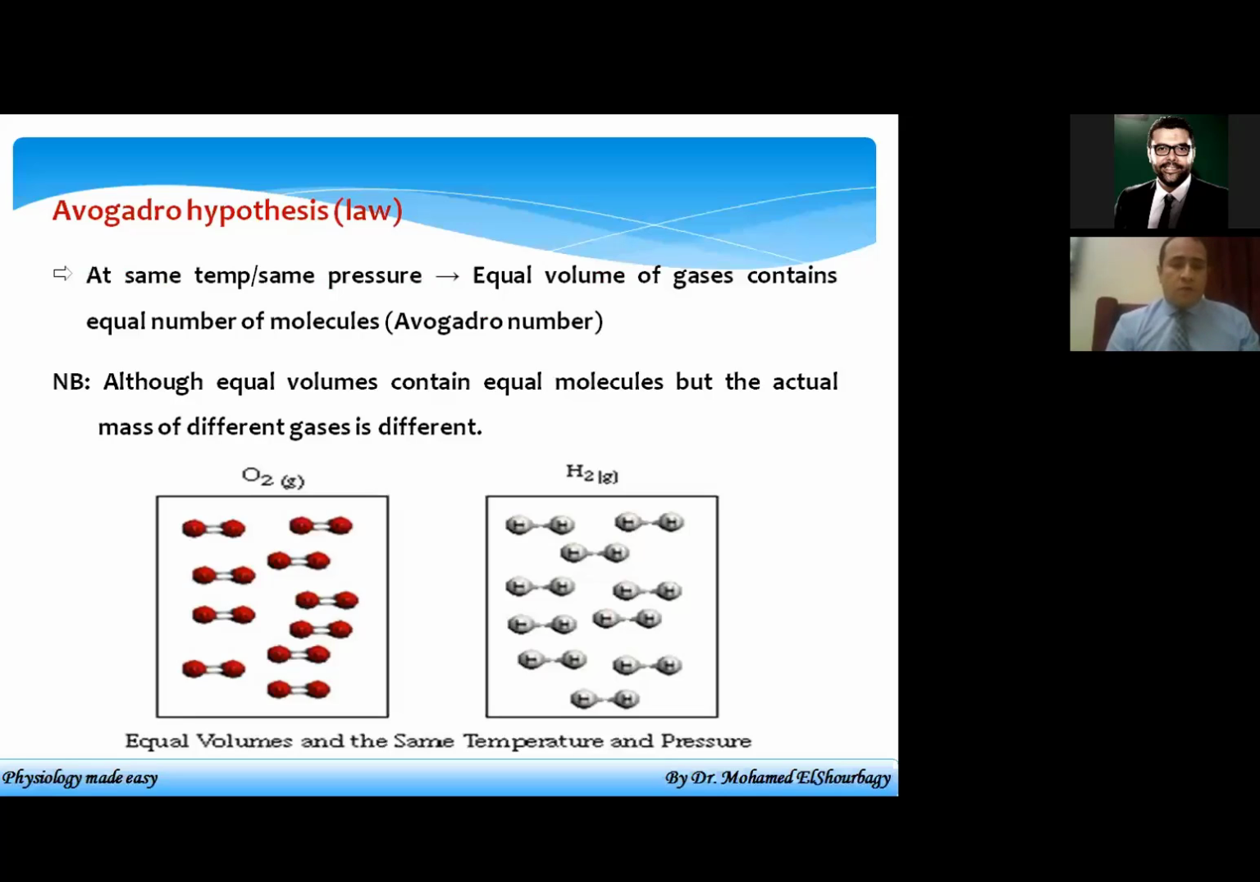But recognize that although equal volumes contain equal molecules, the actual mass of different gases is different, because each gas has its own molecular weight. As oxygen's molecular weight equals 32 grams, and nitrous's molecular weight equals 44 grams. So equal volumes contain an equal number of molecules, but the mass of different gases is different.